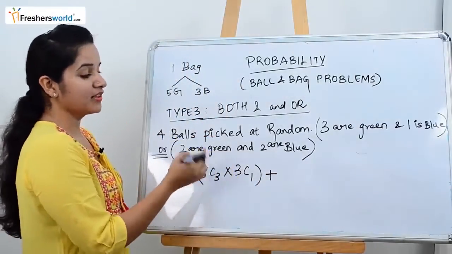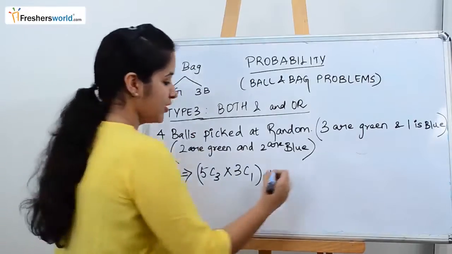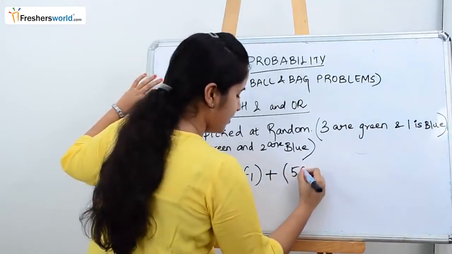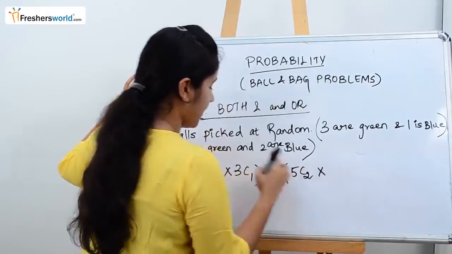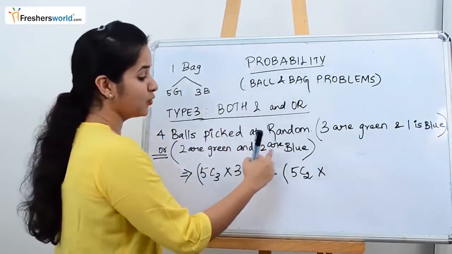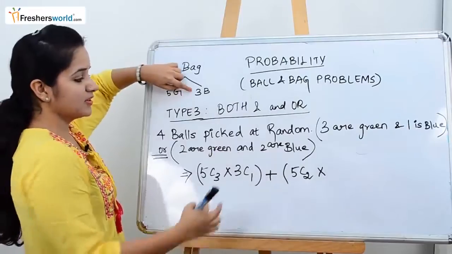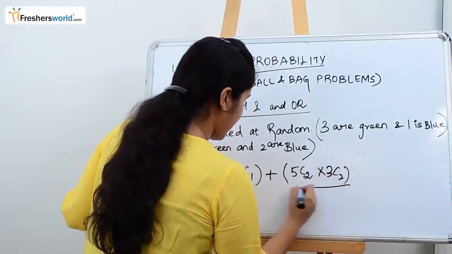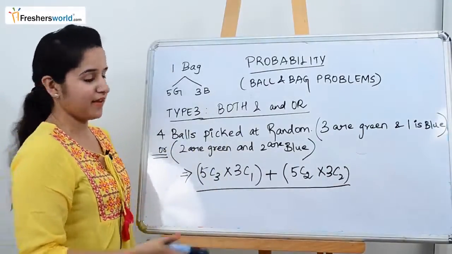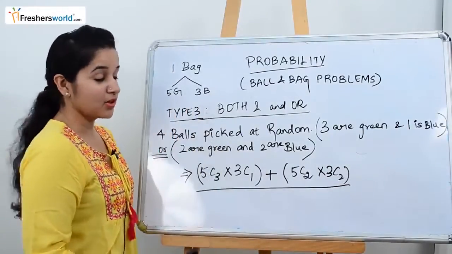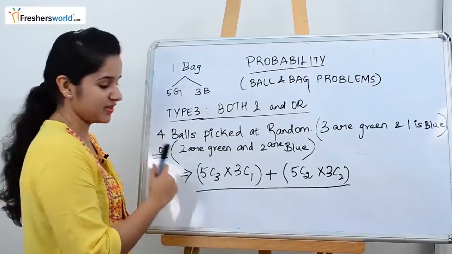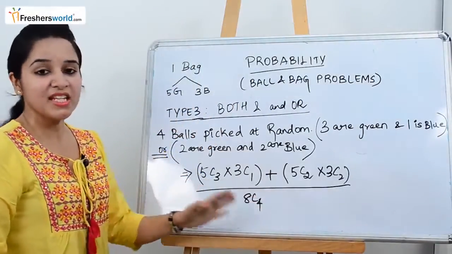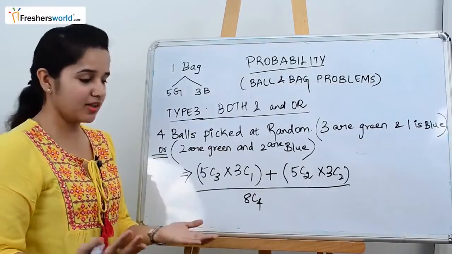So 2 are green and 2 are blue. So 2 out of 5 balls we are taking. So 5C2, multiply, because we have AND here, and 2 are blue. 3 balls we are taking 2. So 3C2, divided by, how many balls we have? 5 plus 3, 8 balls, out of which we are choosing 4 balls here. So 8C4. Now it's very easy to simplify like we did earlier.